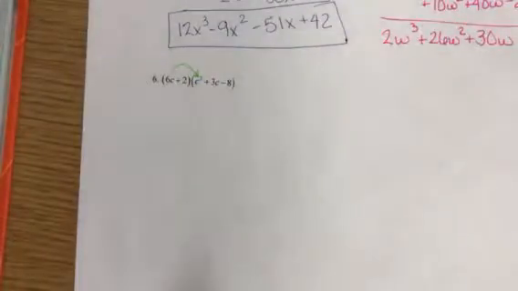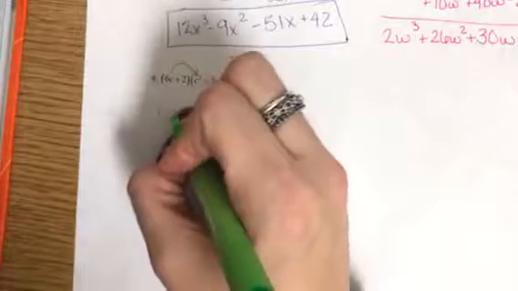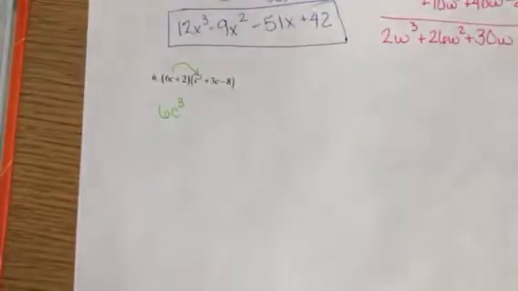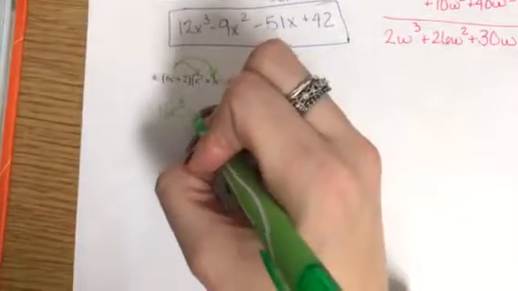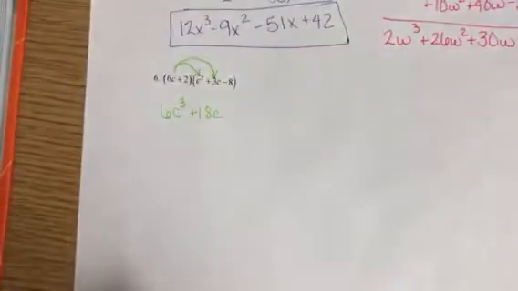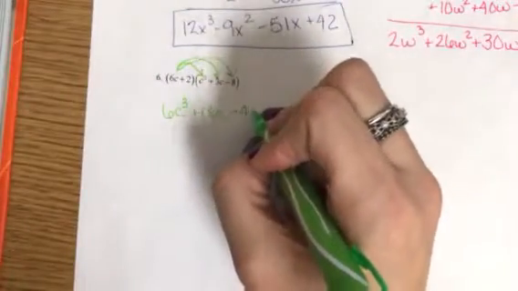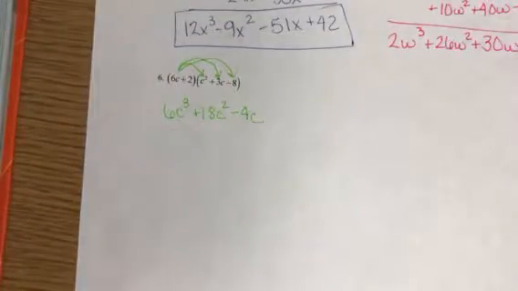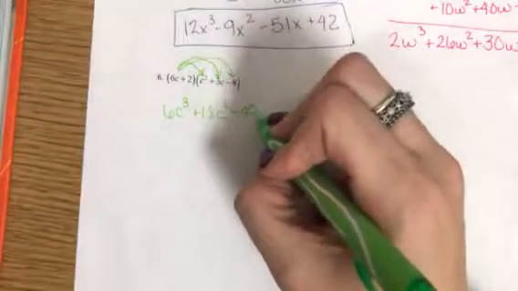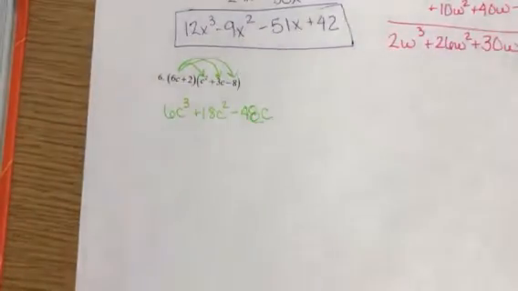So 6c times c squared will give us a 6c to the third. 6c times 3c will give us a positive 18c. 6c times negative 8 will give us a negative 48c. Darn it, I keep missing writing that down. I did it again. Okay, 48c. Sorry, guys. Okay. Now we're going to distribute the 2.